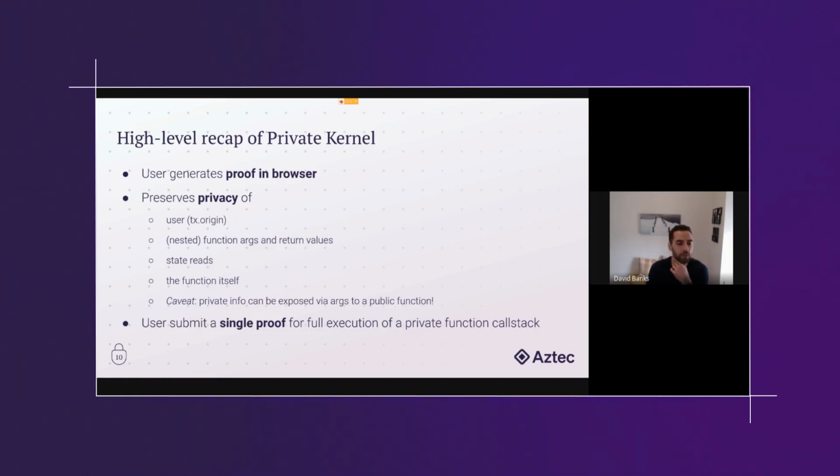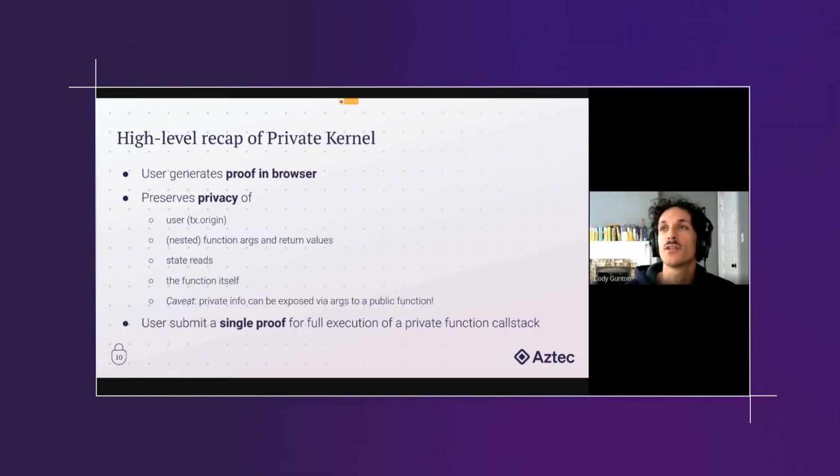And it preserves the privacy of the function itself. There's a caveat here, which is that there will be a way to expose private information by passing it as arguments to a public function. But we have plans to make it really obvious that you're doing that from a development perspective, so that people don't do it by mistake. But it is important that we can do that for developing meaningful applications. And the last part, again, the user submits a single proof of the kernel circuit to the transaction pool.